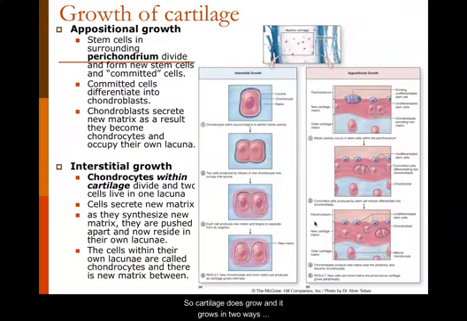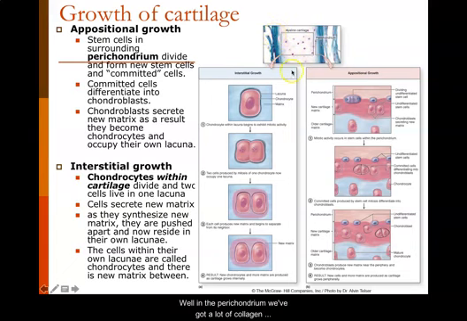So cartilage does grow, and it grows in two ways. Appositional growth is growth from the outside, and interstitial growth is growth from within. I mentioned at the start of the lecture when I introduced cartilage that hyaline cartilage and elastic cartilage are surrounded by a thin layer of dense irregular connective tissue called the perichondrium. If we take a look at this top image here of histology, the hyaline cartilage strip is in the middle of the slide, and the blue that you're seeing out here represents the perichondrium.